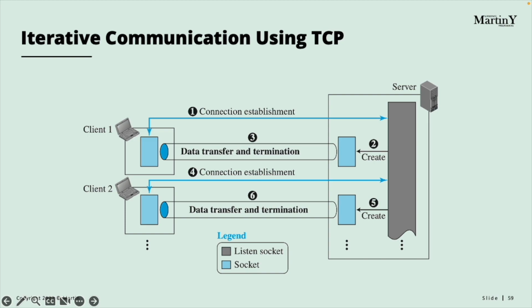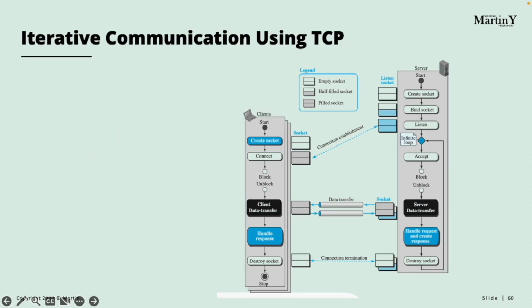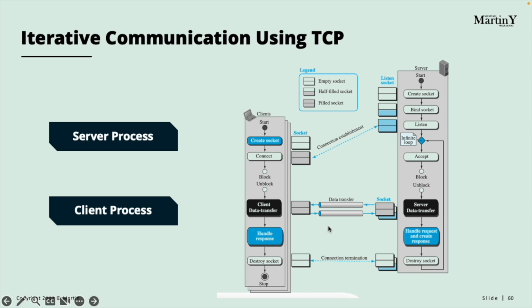So the client uses one socket for both connection and data transfer, while the server uses one socket for connection establishment and one socket for data transfer. All right. Now, obviously here we're going to look a little bit more in detail.